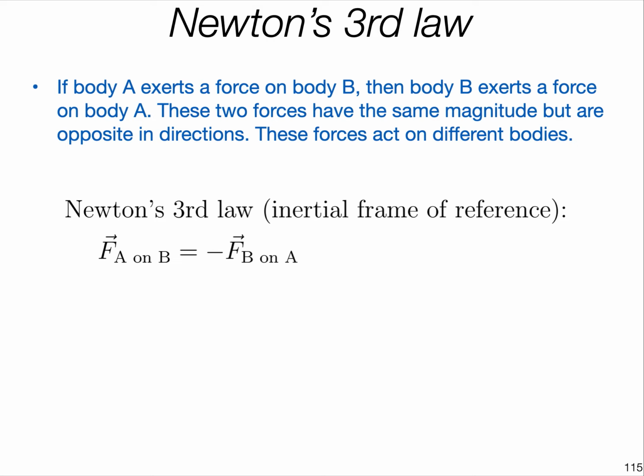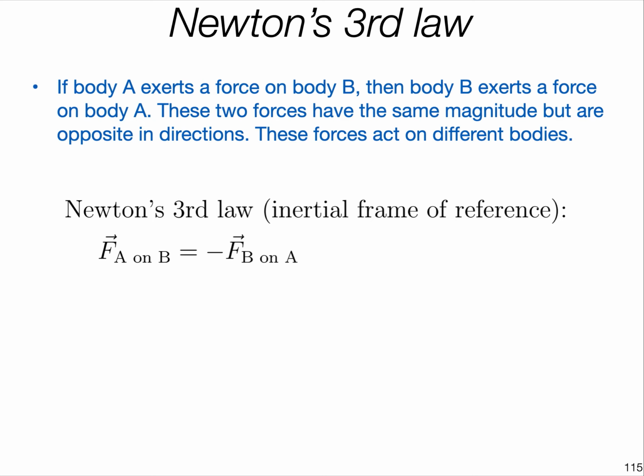So let's talk about our last of Newton's three laws. Newton's third law reads as follows. If body A exerts a force on body B, then body B exerts a force on body A. These two forces have the same magnitude but are opposite in directions. These forces act on different bodies. Okay, so that's all of the conceptual knowledge of Newton's third law in 3 sentences.